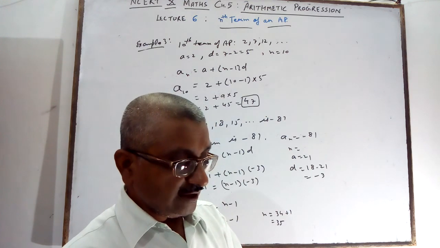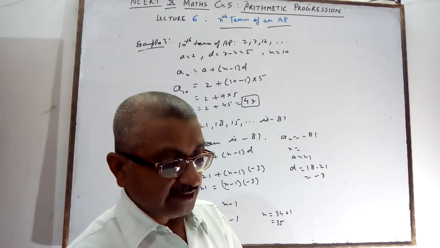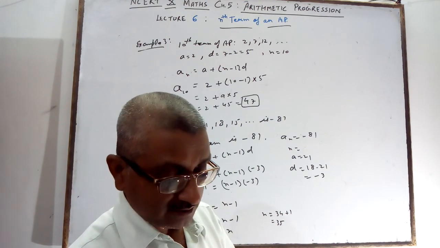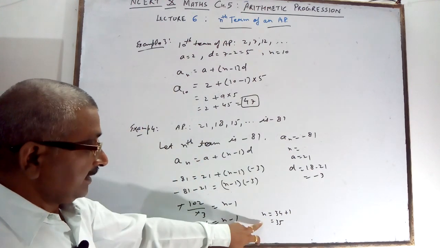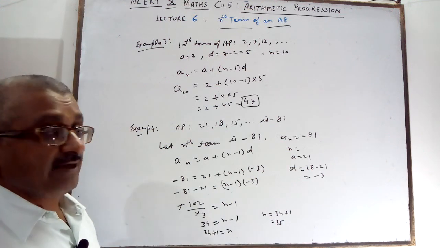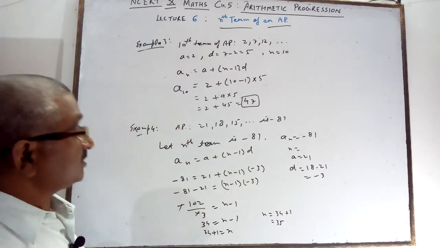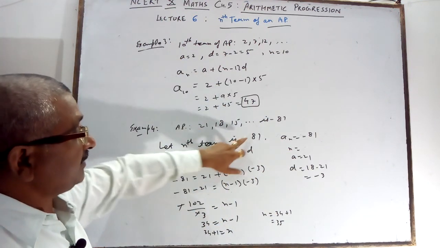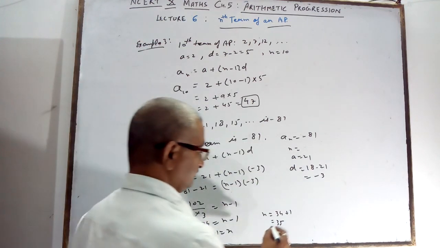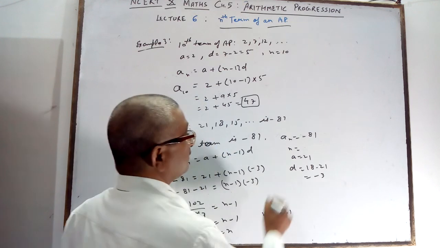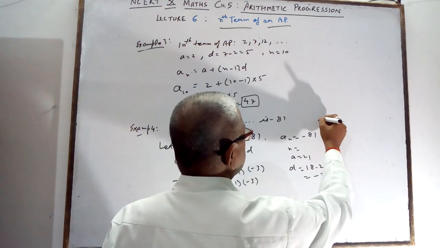Now you want to find whether any term is 0. The total number of terms is 35. Which term is minus 81? The 35th term of this AP is minus 81. It is your answer.